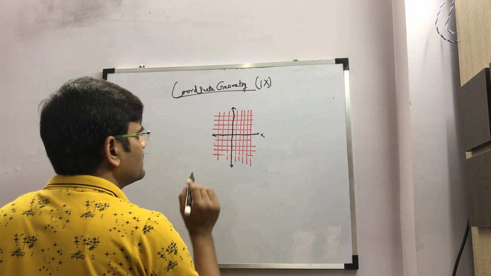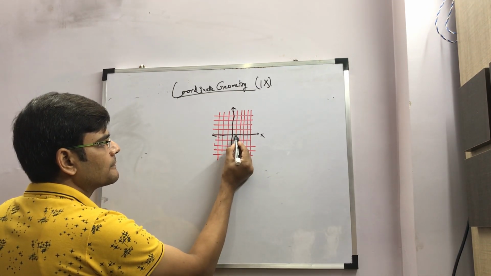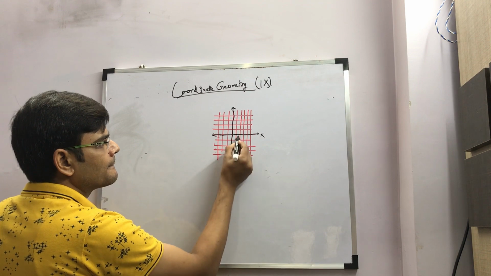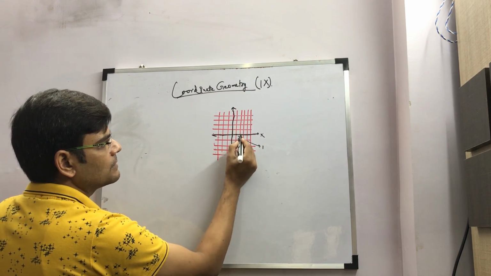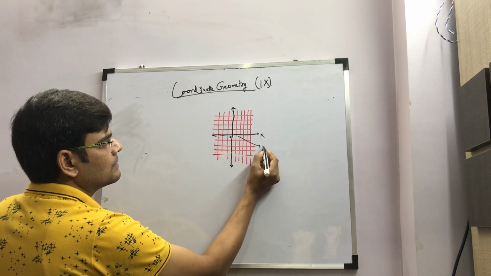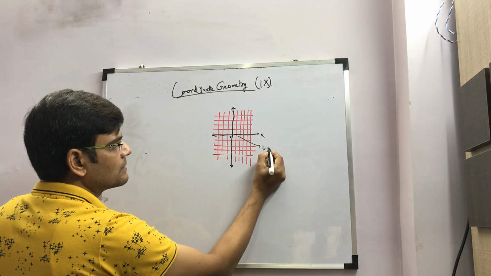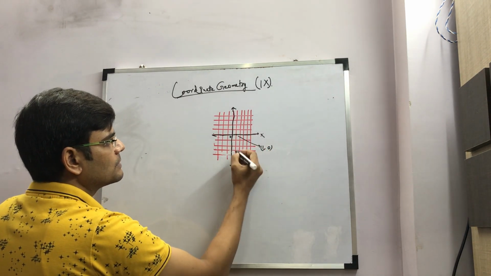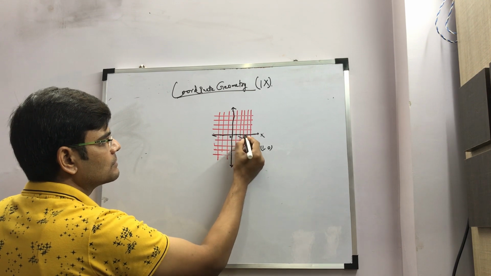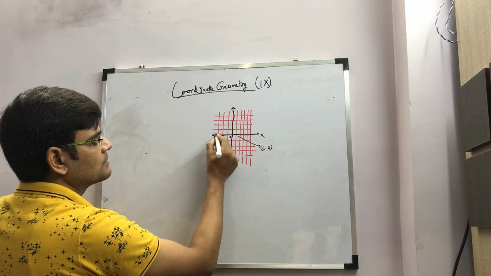So every point has a coordinate, every intersecting point. What is this point? That is one unit, right? 1 unit. This is 0. 1, comma 0. You neither move left or right, you stay there. You neither move top, bottom. So this is 1, 0. Similarly, this is 2, 0, 3, 0, 4, 0, 5, 0. Minus 1, 0, minus 2, 0, minus 3, 0.